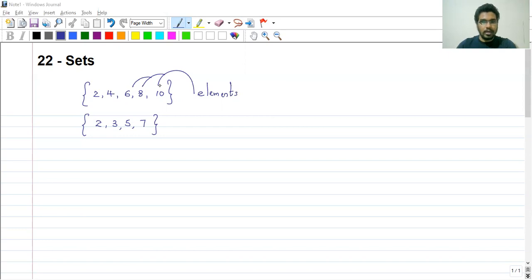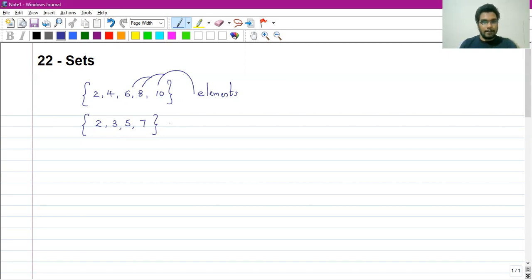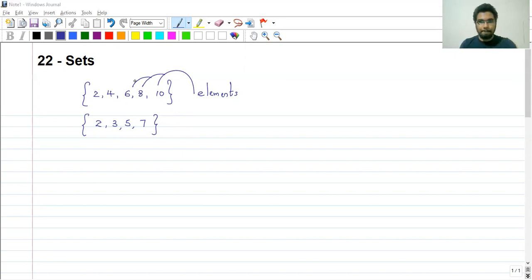When you write sets, you must definitely put the curly bracket, not the normal bracket.